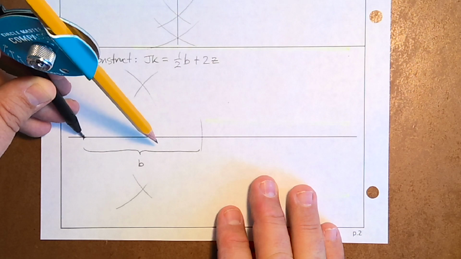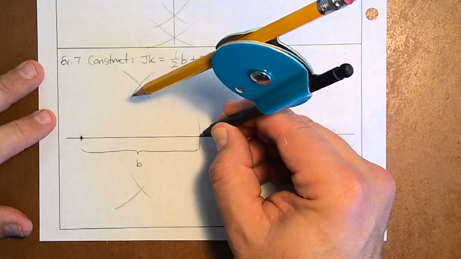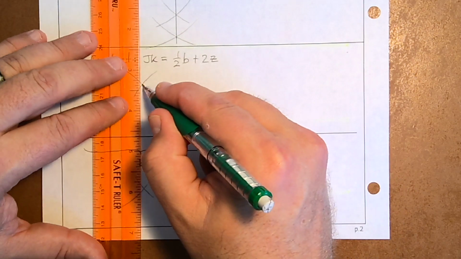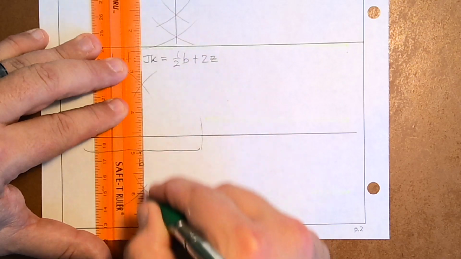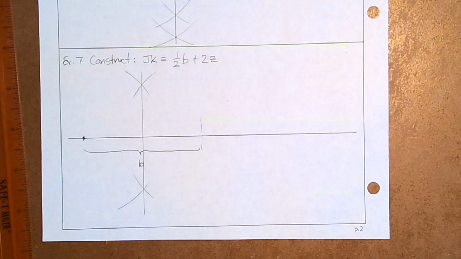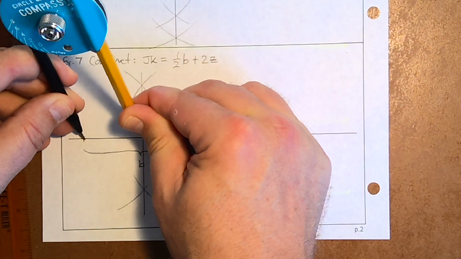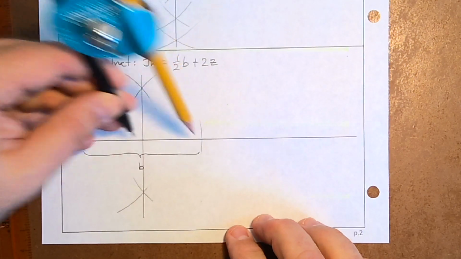I don't need to go all the way. That way I can keep my construction a little contained. And then I switched over to the other side, and I kept that setting the same. And so now I have these two intersecting arcs that I can line up. And that's half a B. And I can check it. I mean, I don't need to because I know it is, but I could set my compass and go, okay, there's half a B, there's half a B, right?